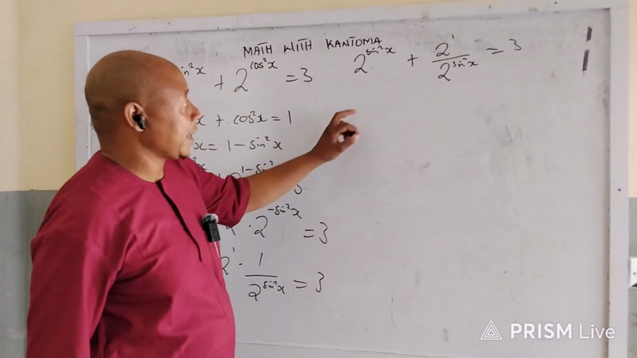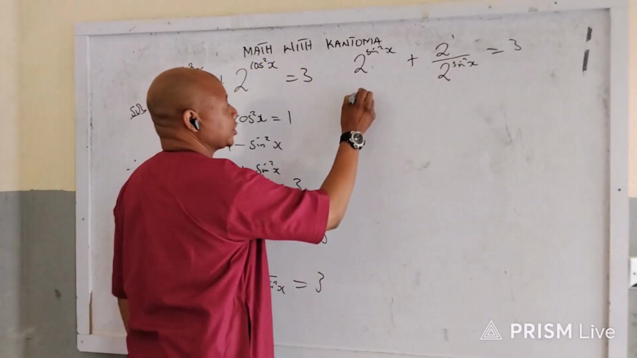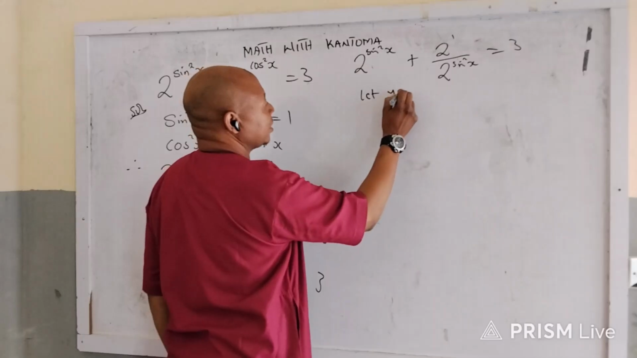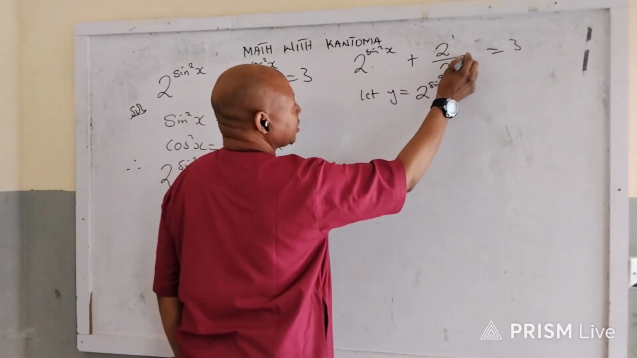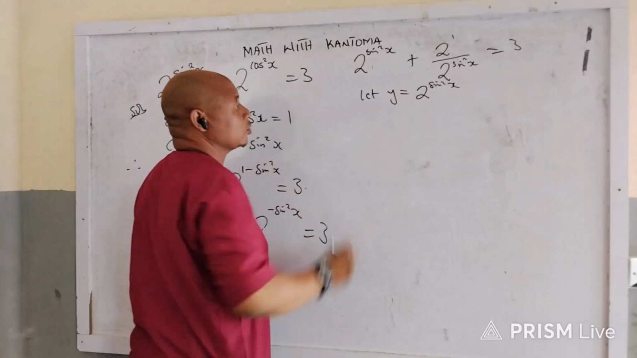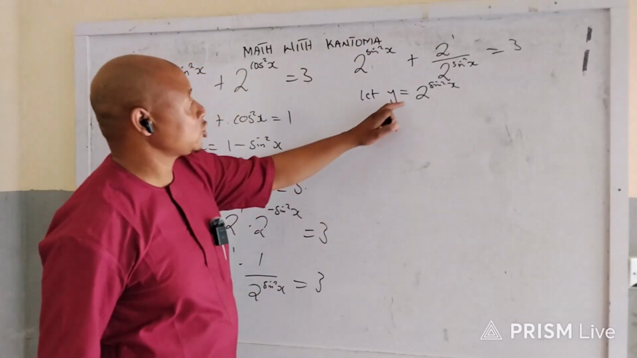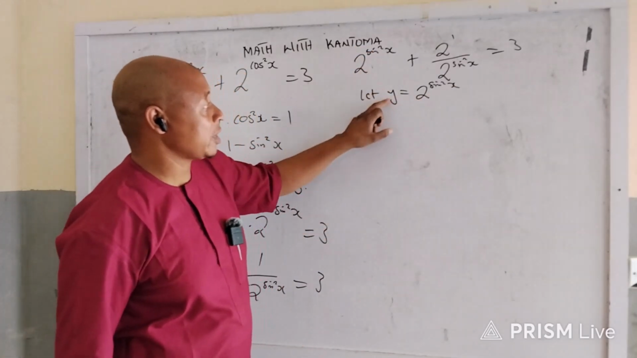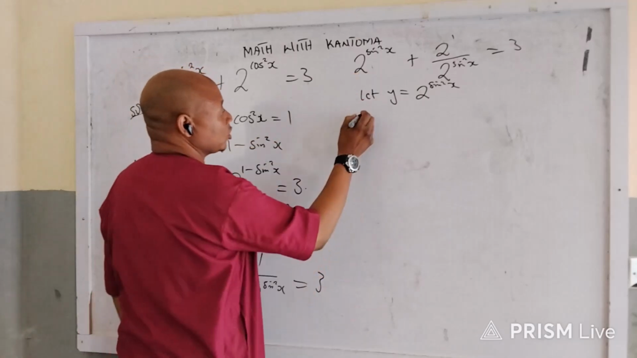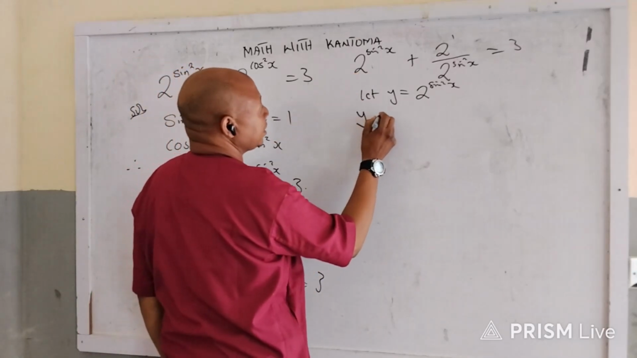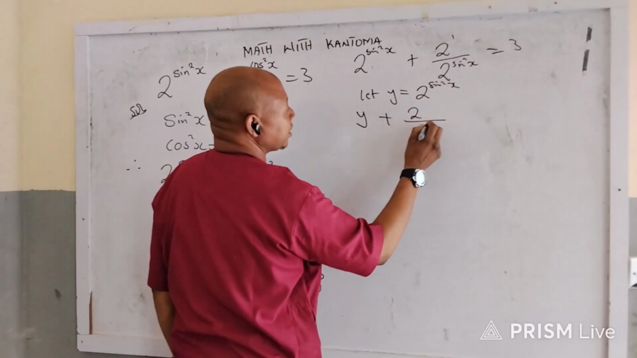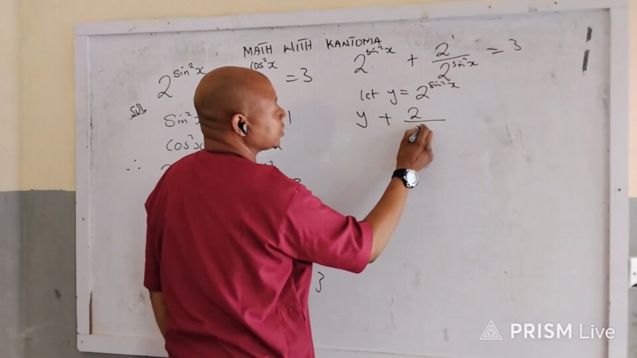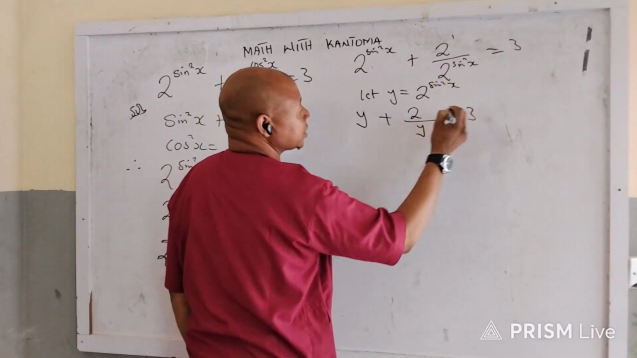So from here I can start by assumption. Let y equal 2 raised to the power of sine square x, meaning the whole of this 2 raised to the power of sine square x will be equal to y. So wherever I see 2 raised to the power of sine square x, I can substitute it by y. Replacing this value by y, I will have y plus 2 divided by 2 raised to the power of sine square x, which is also y, is equal to this 3.